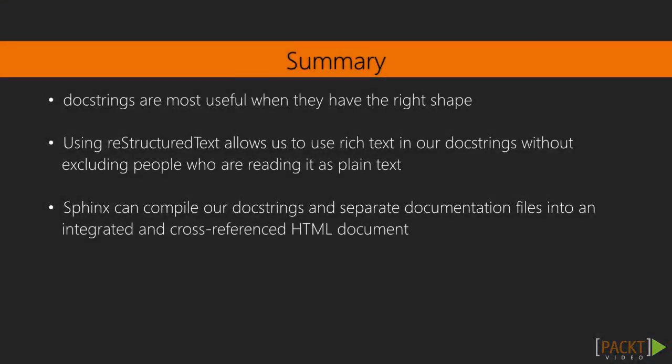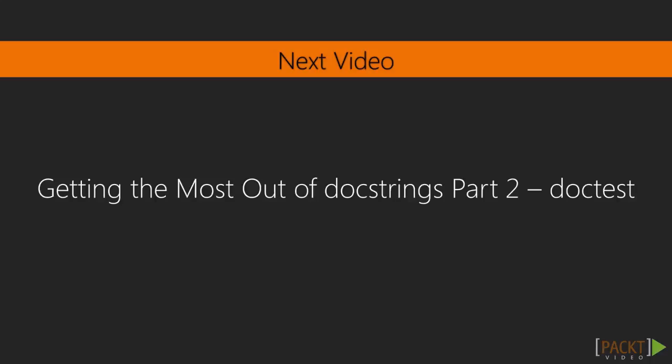So docstrings are most useful when they have the right shape, with a short introductory piece on the top line, a blank line, and then more in-depth documentation. Using restructured text allows us to use rich text in our docstrings without excluding people who are using it as a plain text source. And Sphinx can compile our docstrings and separate documentation files into an integrated and cross-referenced HTML document. In the next video, we're going to look at one more cool advantage that we can get from docstrings: actually executing the examples we included in our documentation and making sure they agree with what the code actually does.